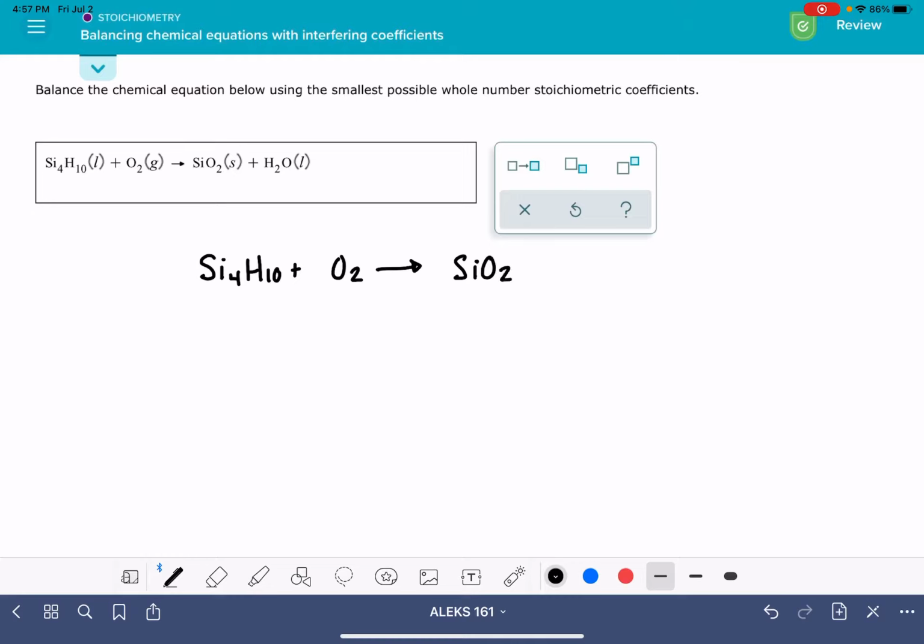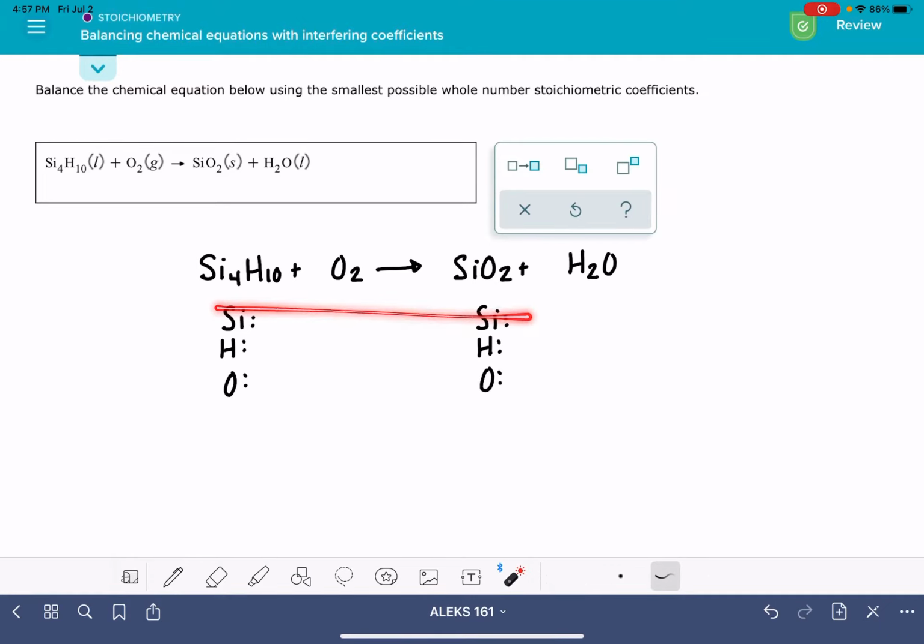When I'm balancing an equation that has interfering coefficients, if I know that the equation is going to be a little bit tricky to balance, then I'm always going to use my trick of making a list of all of the atoms that are on the left-hand side and then also writing that list over on the right-hand side. I want to do this so that my atoms are in the same order in both lists. It makes it a lot easier to keep track of.